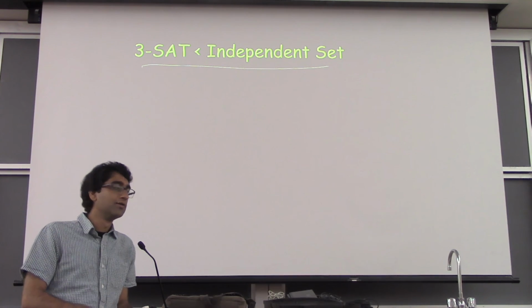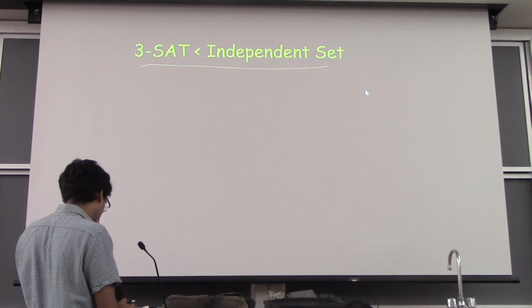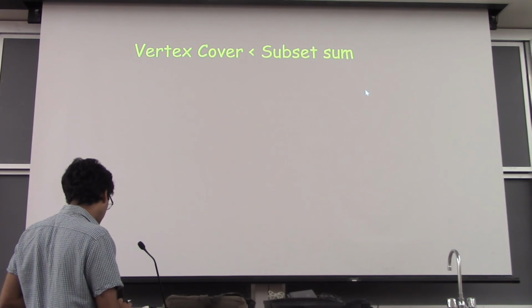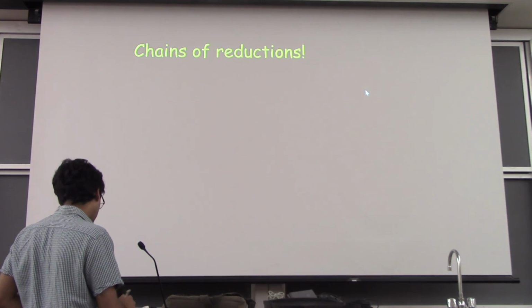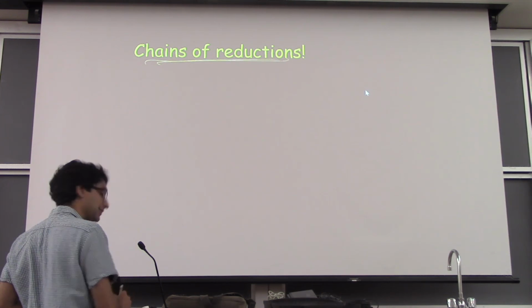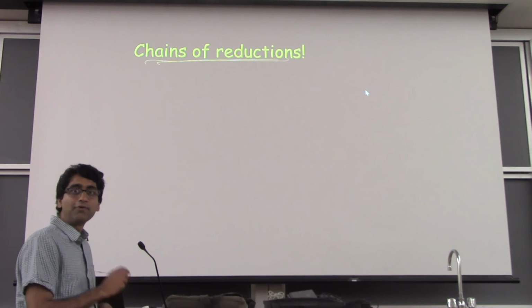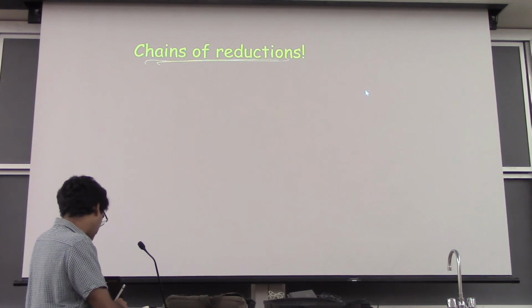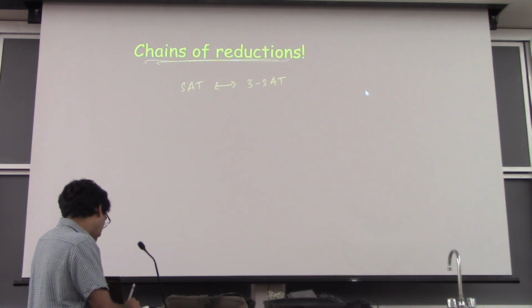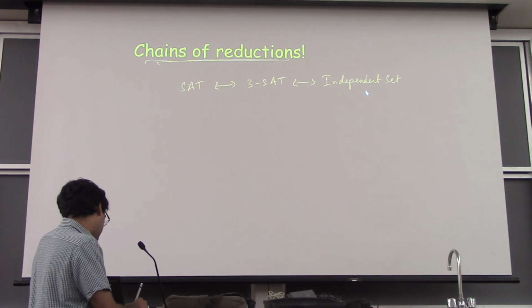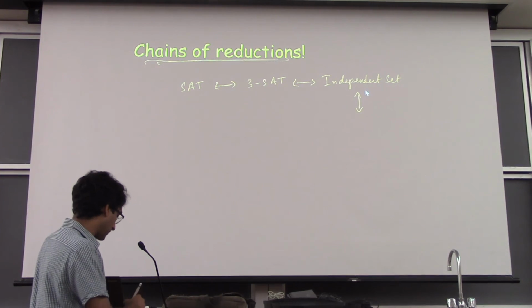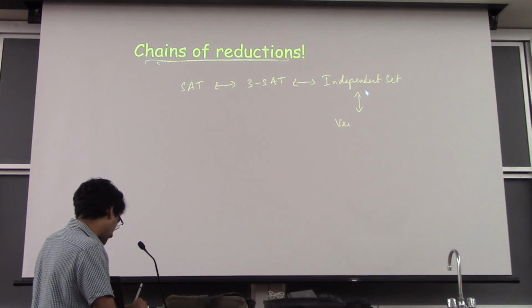Next class, I was hoping to be done this time, but next time we'll see this whole sequence, what I call a chain of reductions, where we saw just the first part of this chain. So we saw SAT reduces to and from 3-SAT, and we'll see that this has a reduction from independent set in graphs. And this can be reduced to and from what is called vertex cover.